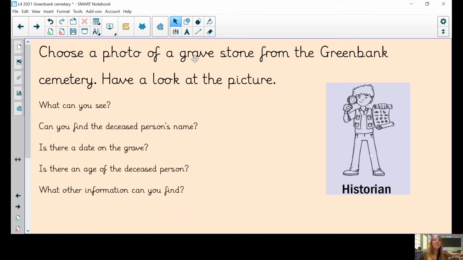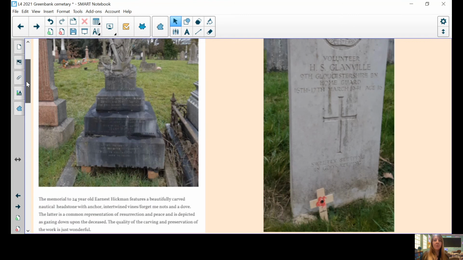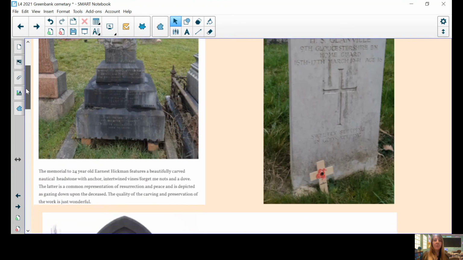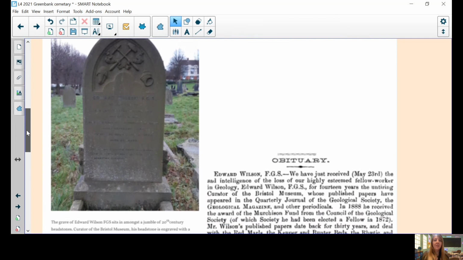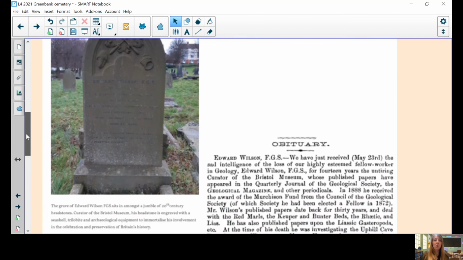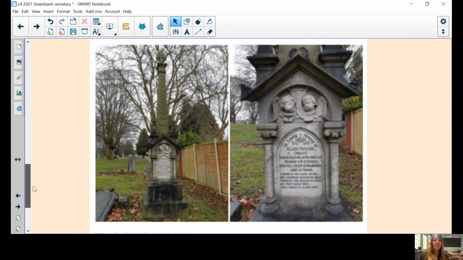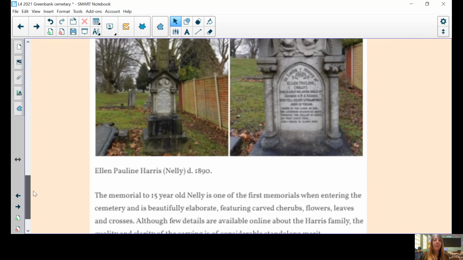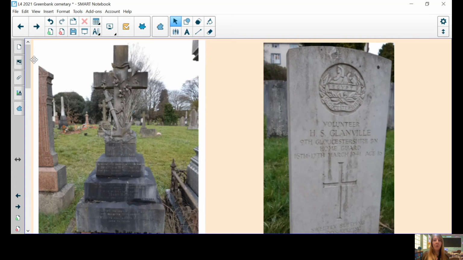And then I want you to consider what other information can you find out. So remember, you're choosing one of these pictures to answer those questions about. And then if you can find any other information, it might tell you what job that person did or whereabouts they lived in Bristol, then I want you to include that in your book as well.